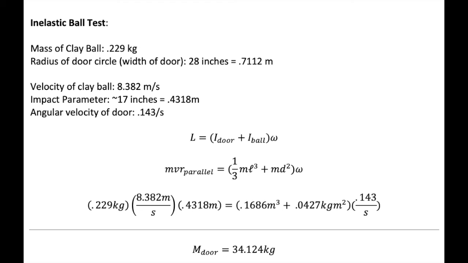Once we did our videos, we found that the velocity of the clay ball when thrown was about 8.4 meters per second, and that it hit about 0.43 meters from the hinges, giving the door an angular velocity of about 0.143 radians per second. By plugging these into our formulas, we found that the mass of the door was about 34 kilograms, which, although different from our elastic test, can largely be attributed to the slow frame rate of our phones, possibly giving us miscalculations on our measurements.